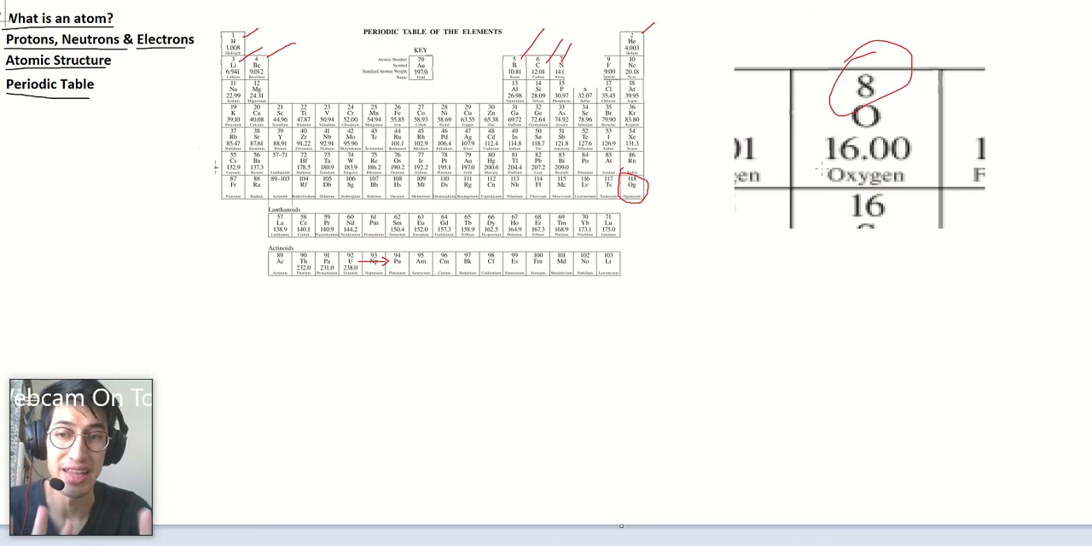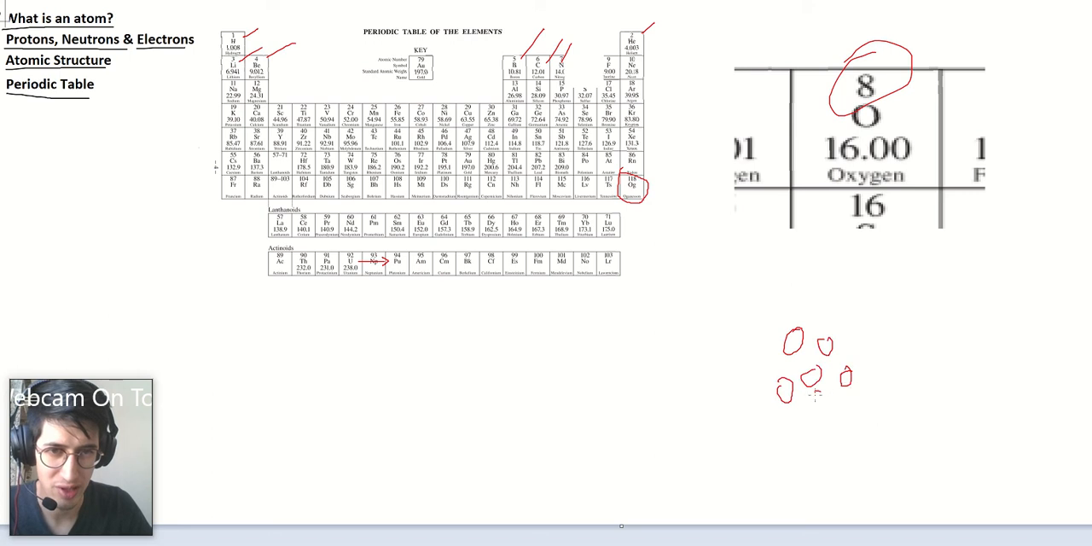Now, being the 8th atom means it's an atom that has 8 protons in its nucleus. So we can start drawing its nucleus with 8 protons. 1, 2, 3, 4, 5, 6, 7, 8 protons. Protons are positive, so I need to draw little pluses in each of them. Now, you'll notice that there's another number there, 16.0.